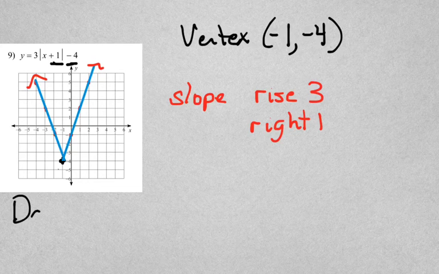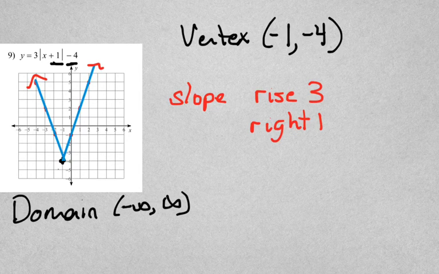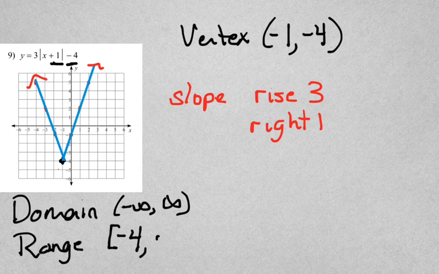And our domain, since we are dealing with a function, is negative infinity to positive infinity. Our range is going from a low point to the high point. So the low point is going to be the y value of your vertex, so -4, comma. Our high point is where the arrows are, so that's the infinity.